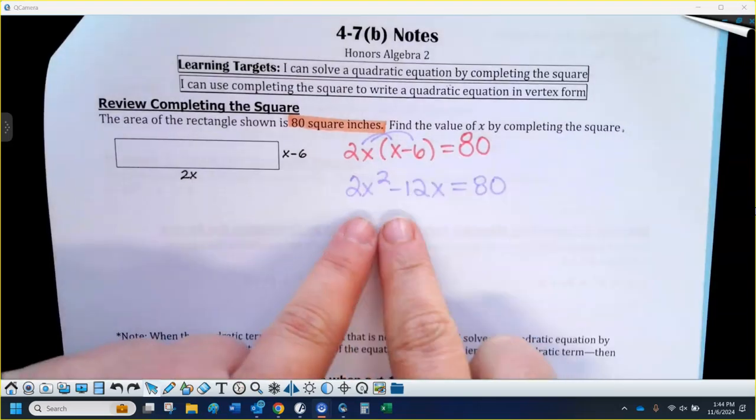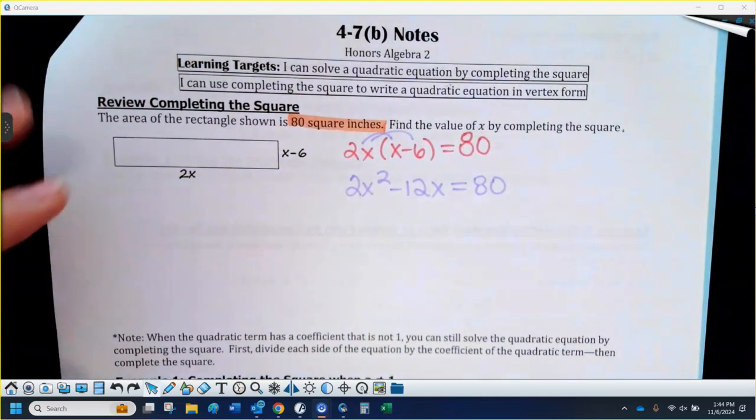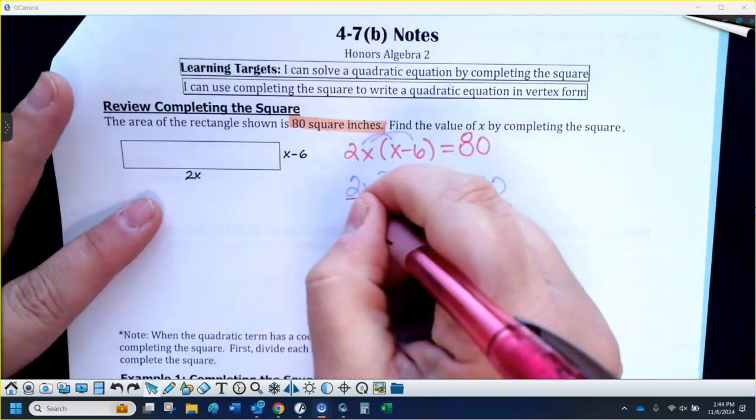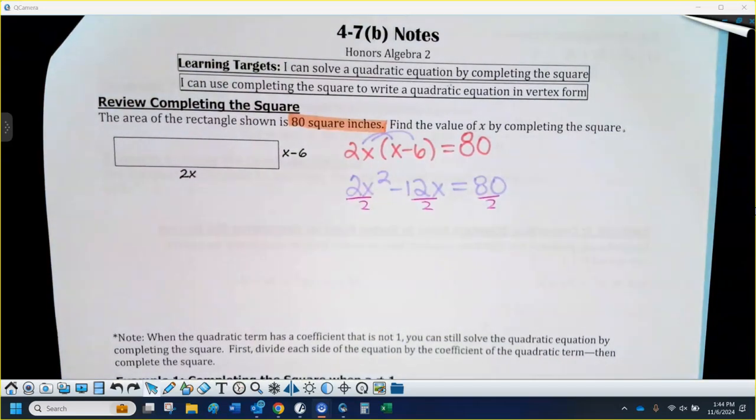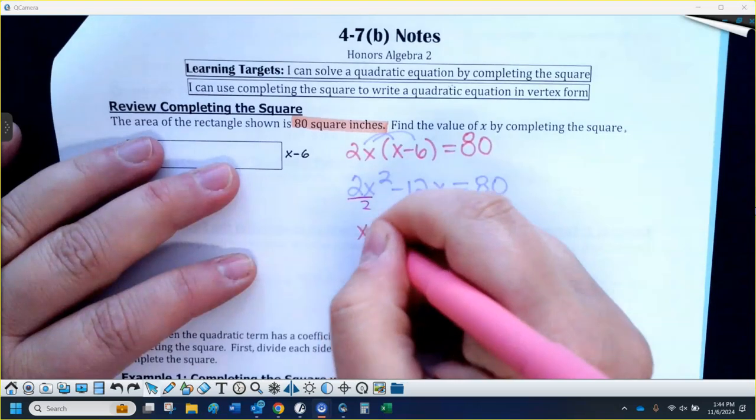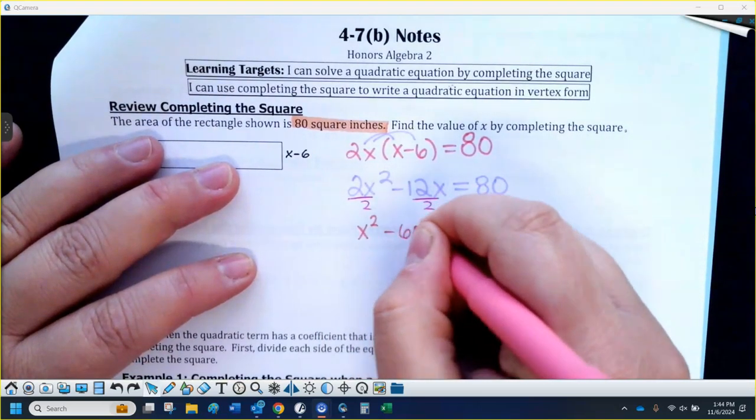Yes. Do you see how all these terms are even? Let's just get rid of 2 real quick. Just divide everything by 2. And this will make it perfect because we don't want a number in front of our x squared term, and if we do this, we don't have that anymore.